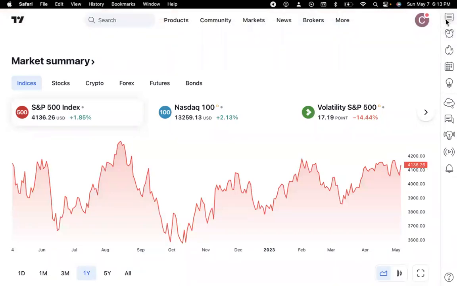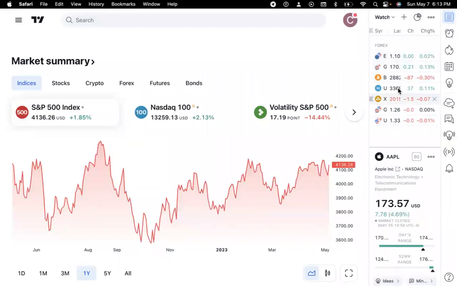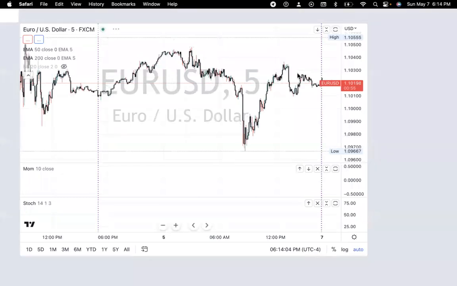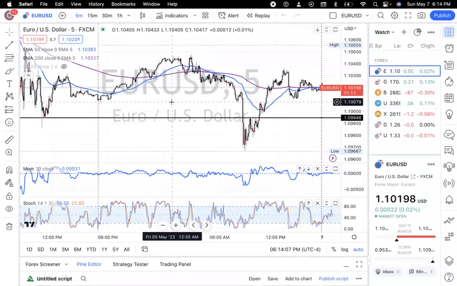I have my watch list over here. These are the pairs I typically look at, and in my previous videos, you can figure out how to add things to your watch list. I'm going to start with EUR/USD. This is one of my favorite pairs, and I'm going to click see on super chart so that it takes me to my chart.